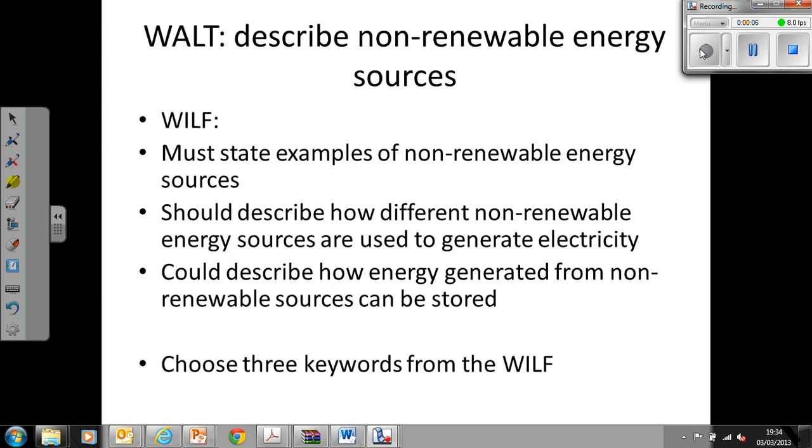The WALT today is to describe non-renewable energy sources. Remember, at this stage you should be taking down your WALT, your WILFs, and identifying 3 keywords from the WILFs.